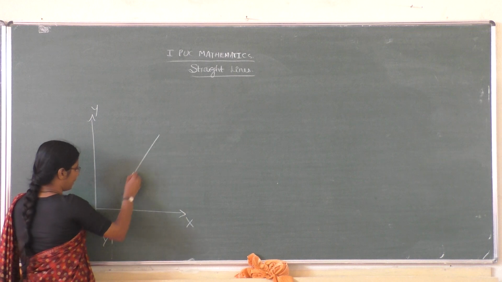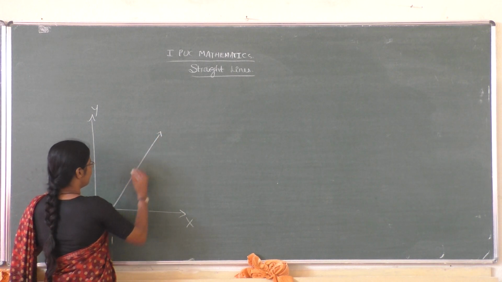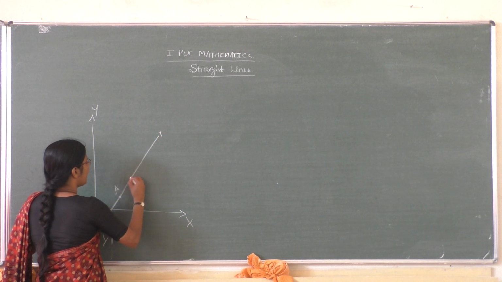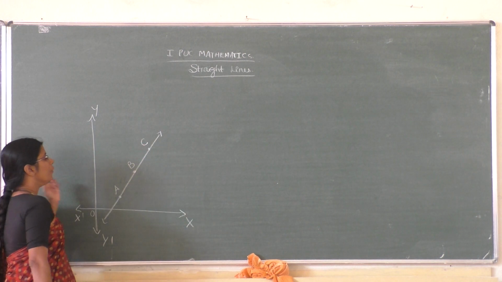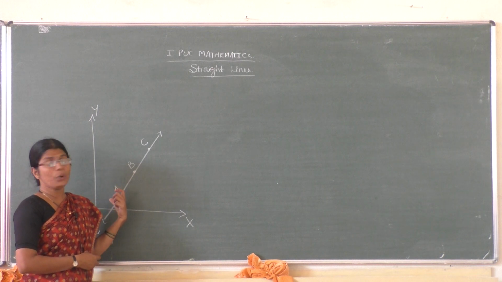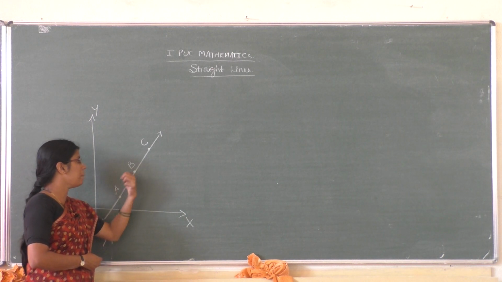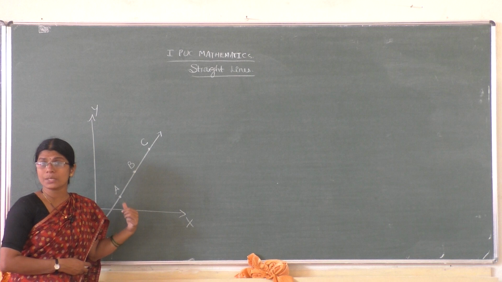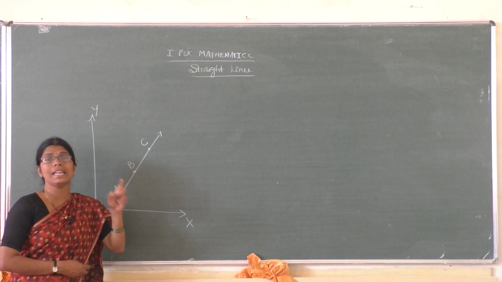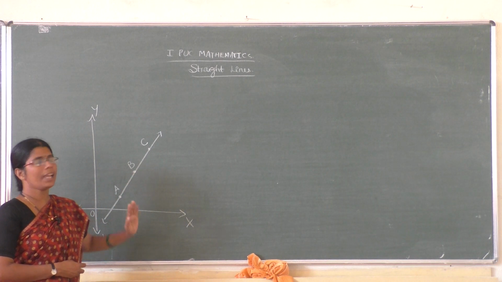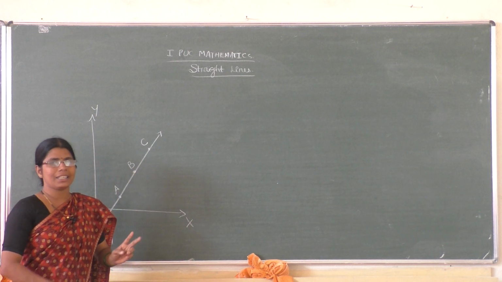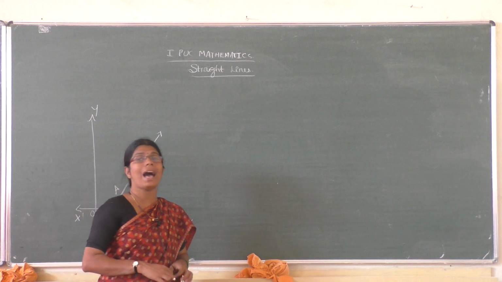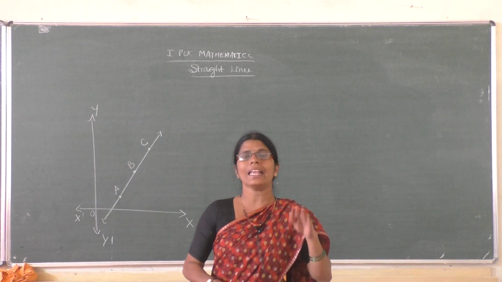So here we take this line, here the point A, here point B, and here point C. We know that the 3 points A, B, C are collinear. Collinear means the 3 points lie on a line. What about their slopes? You know that if any two lines are parallel, then their slopes are equal.